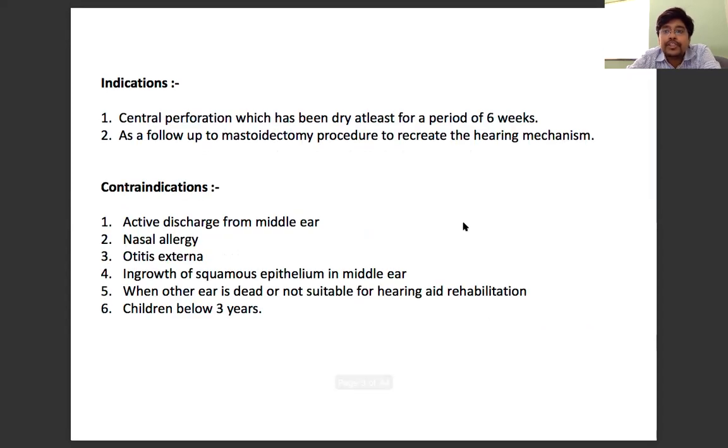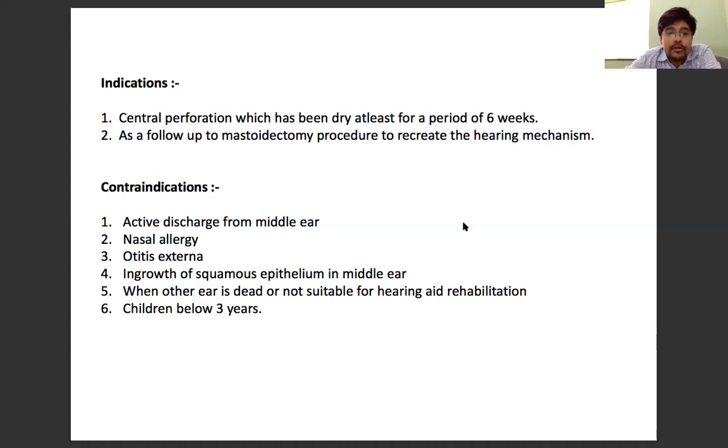So what are the indications of myringoplasty? The indication is if you see a central perforation which is dry for a period of 6 weeks, then we can do myringoplasty. We cannot do myringoplasty where we feel there can be ossicular discontinuity, ossicular disruption, or any squamous ingrowth, or if it is an unsafe perforation. There myringoplasty is not advised. There we will do tympanoplasty and, if required, mastoidectomy.